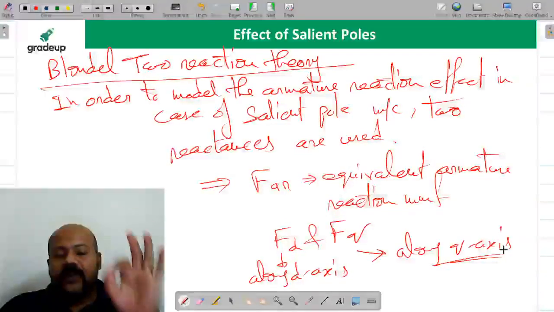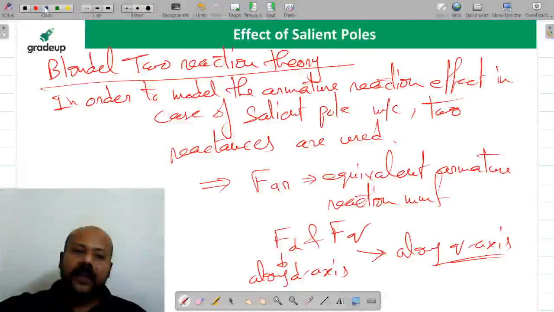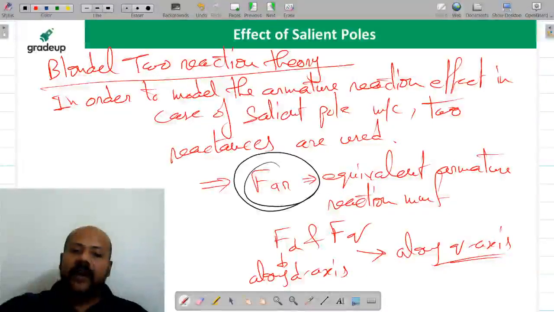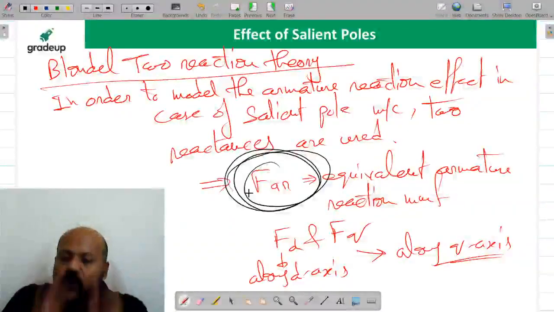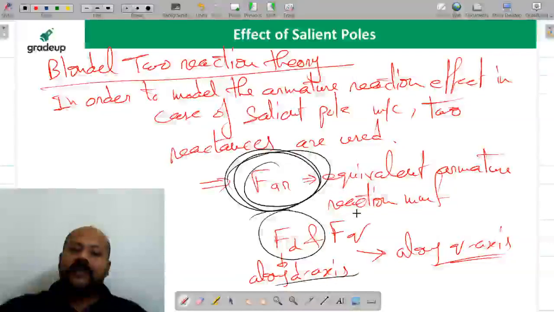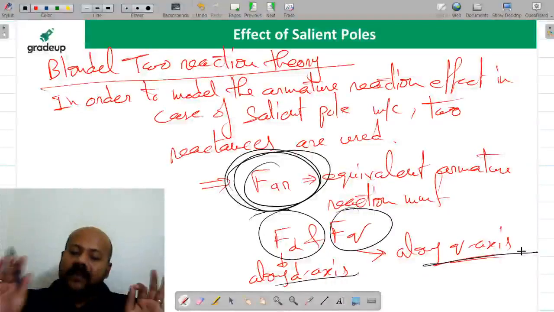I will tell you the exact diagram, you just focus on my words, what I am saying. I am saying that the armature reaction equivalent MMF FAR we are going to divide in two parts, that is FD. FD is along the D axis, FQ along the Q axis. Is it clear? Itna clear hai? Agar itna clear hai, then we can proceed.